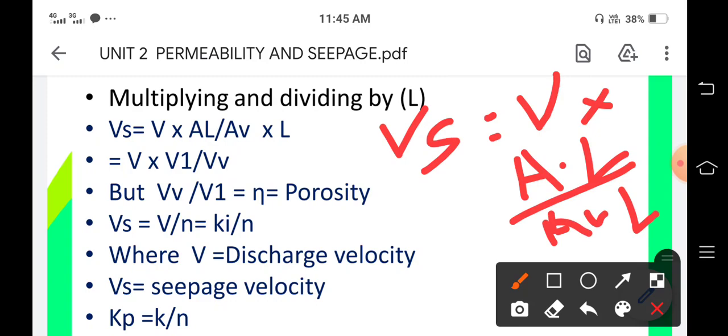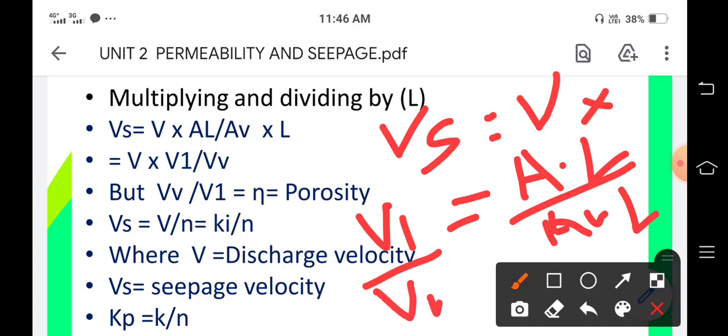So we know that A into L is called the volume. Volume means nothing but area into length, or area into height. So here we can write A into L as V, that is volume, and Av into L is also a volume, but it is the volume of voids because it contains the area of voids. So Vs equal to v into V upon Vv. V is area into L, the volume, and Av into L, the area of voids into L, is the volume of voids, which we can write as Vv.